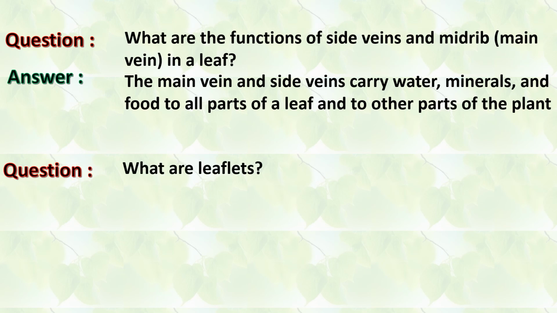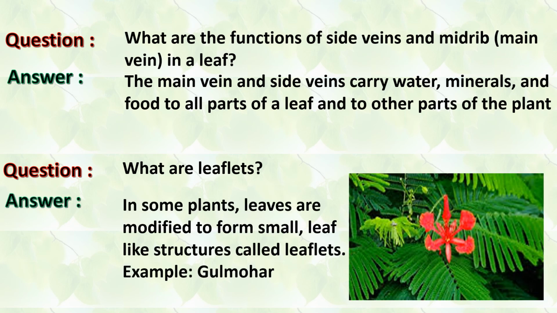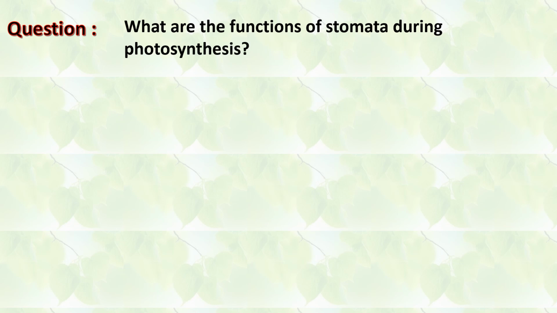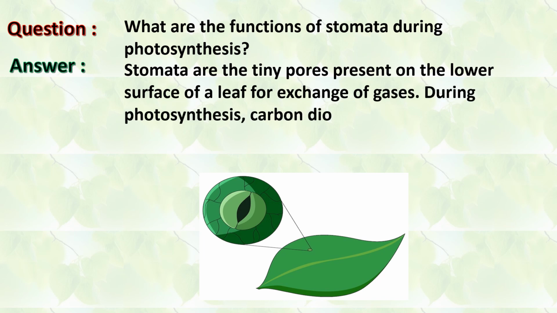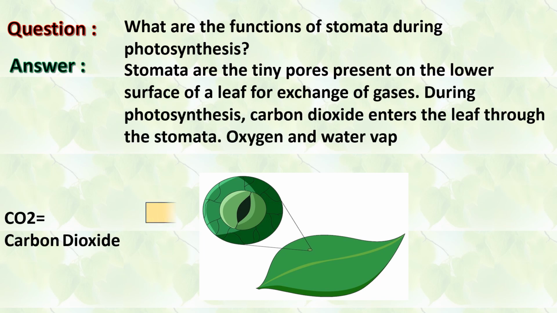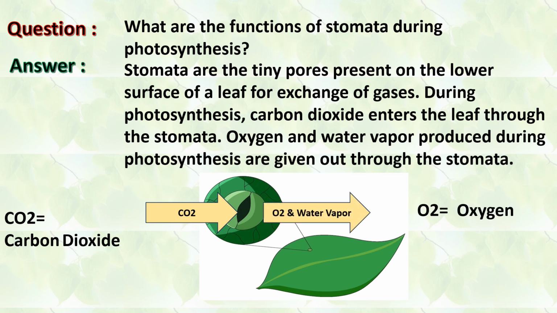Question. What are leaflets? Answer. In some plants, leaves are modified to form small, leaf-like structures called leaflets. Example, gulmohar. Question. What are the functions of stomata during photosynthesis? Answer. Stomata are the tiny pores present on the lower surface of a leaf for exchange of gases. During photosynthesis, carbon dioxide enters the leaf through the stomata. Oxygen and water vapor produced during photosynthesis are given out through the stomata.